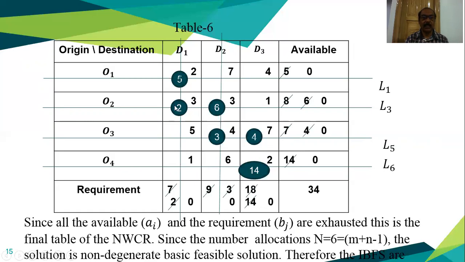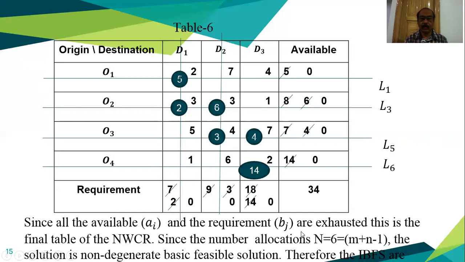Now if we check, they are not forming a loop. Their positions are independent positions. Since they are in independent positions, this is our initial basic feasible solution by using the northwest corner rule.